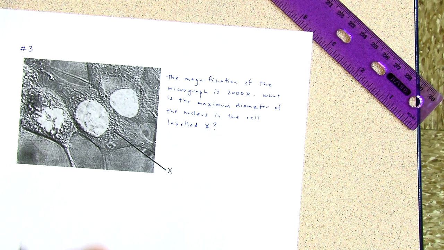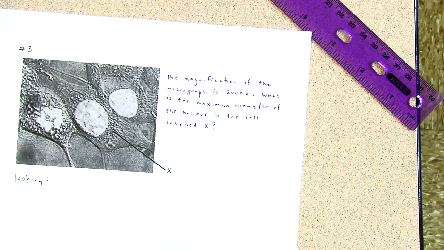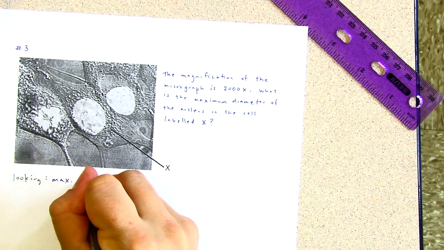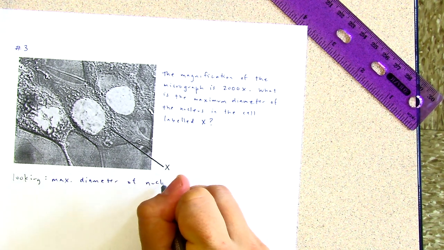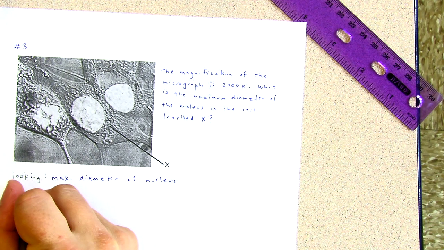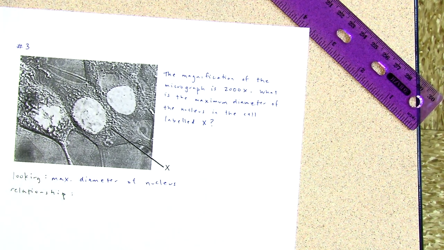So we are looking for the maximum diameter of the nucleus. And what that means is we should measure it at its widest point. The relationship is always the same for questions like this. We only have one equation to work with.